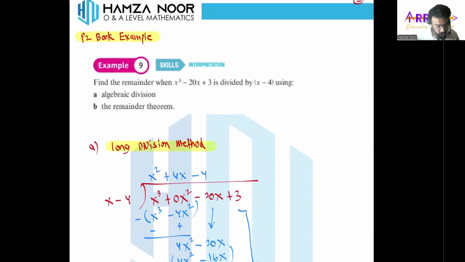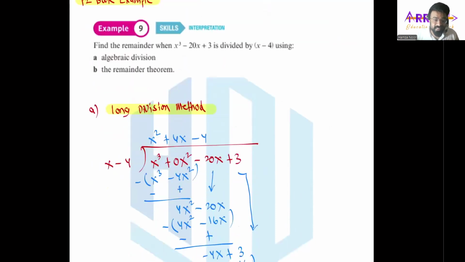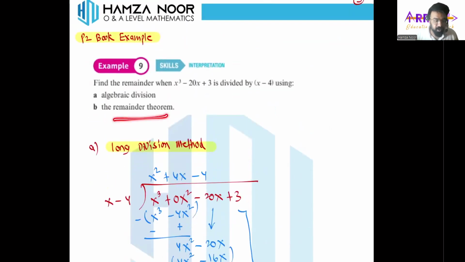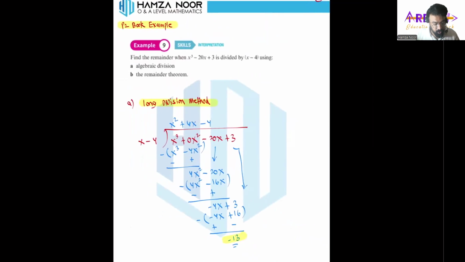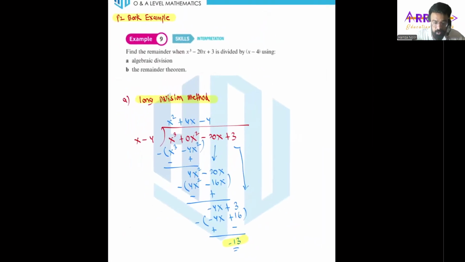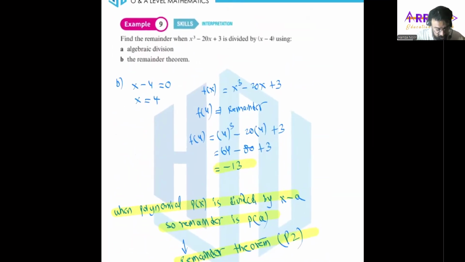So by algebraic division, we found the remainder which is minus 13. And now we are going to find the same remainder by the remainder theorem in part B. So this was part A. Now let's come on to part B. In part B, we need to find the remainder using the remainder theorem.